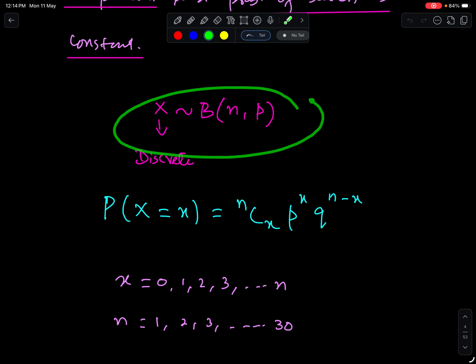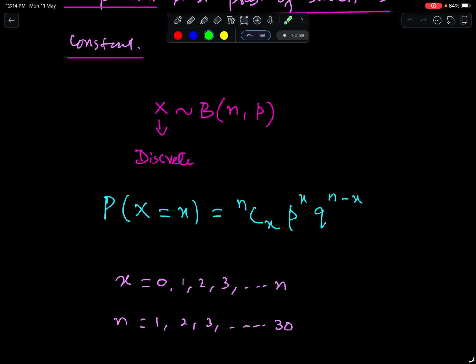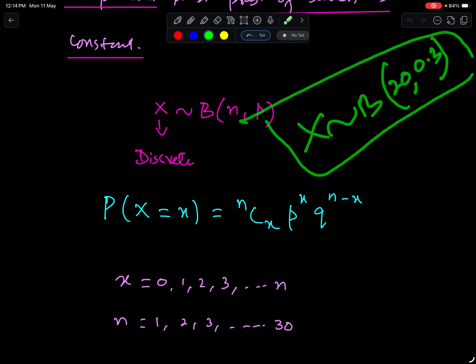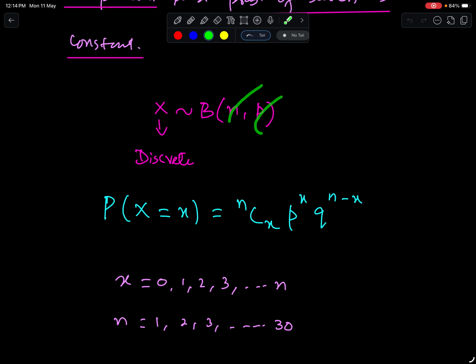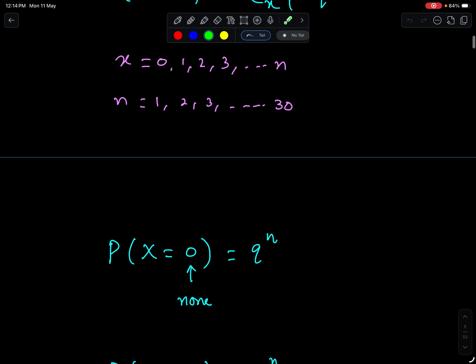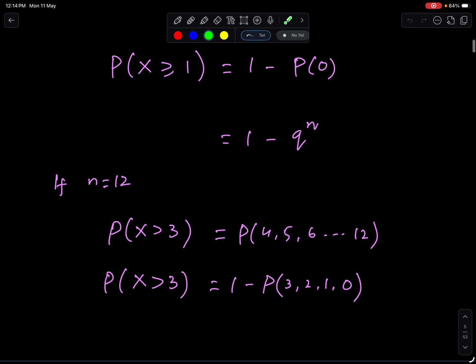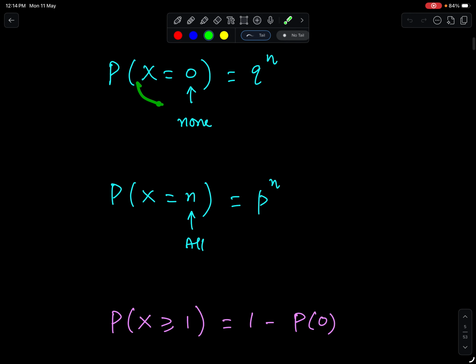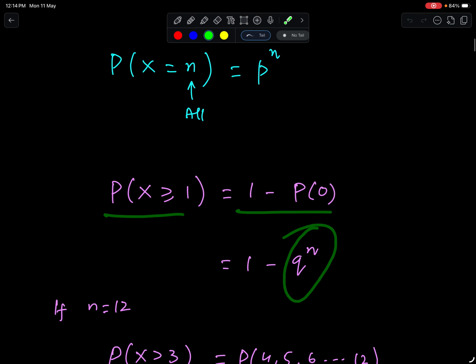This is the way to describe binomial. If they say describe binomial, then write in this way. X is binomial, write the value of n. Let's suppose 20, p let's suppose 0.3. This is the way to write binomial with its parameters. n and p are parameters. And x can take these values 0 to n. You must know the shortcuts. x equals 0 is q power n, x equals n is p power n, at least 1 is 1 minus q power n to make the calculations fast.